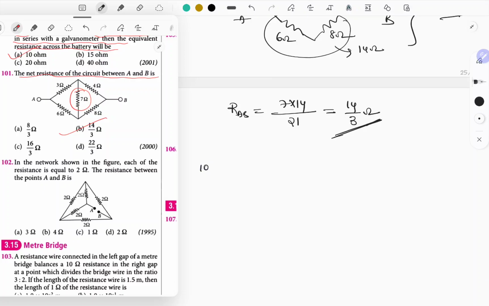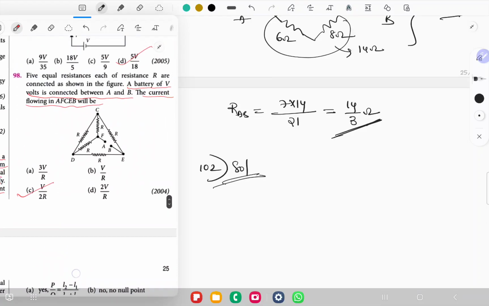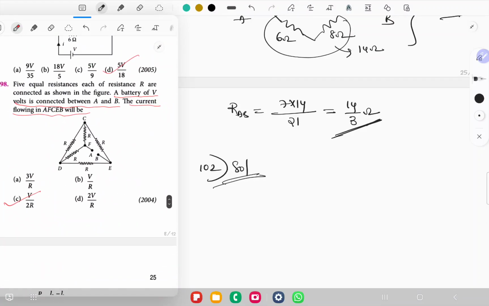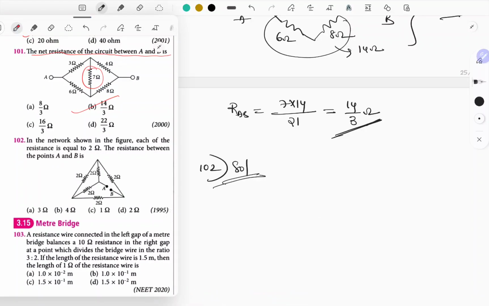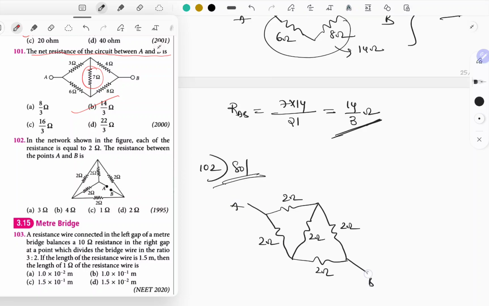Now question number 102 solution. If you observe, question number 102 and question number 98 are similar, but in this case they are asking for equivalent resistance. As I said earlier, you can replace the circuit like this. This is the combination that you can replace. So all of them are 2 ohms. I need the resistance between A and B terminals, right? So as I said earlier, here the product of opposite resistances is going to be the same.